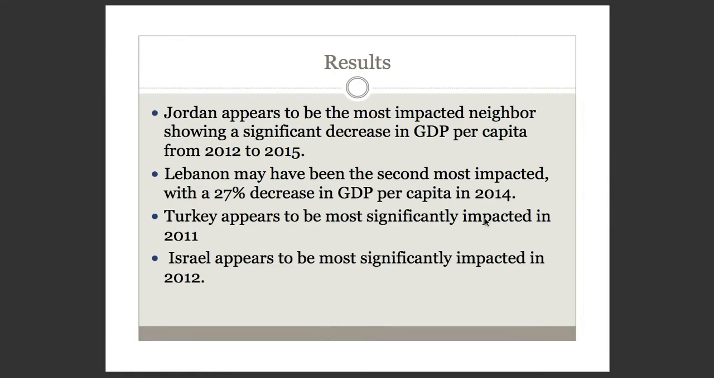So Jordan appears to be the most impacted. It had the most years of a significant effect, and up until 2015, it was having some reduction in GDP per capita. Lebanon may have been the second most impacted with the second highest magnitude, but there's only one year with a low p-value. In 2011, Turkey appears to be the most impacted, where Jordan and Lebanon did not have significant p-values in 2011. And then 2012 appears to be the only year that Israel was showing a significant p-value.